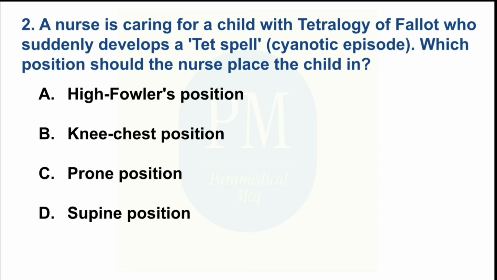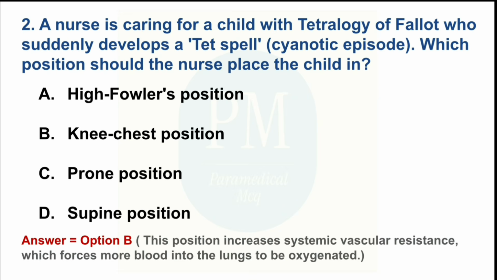A nurse is caring for a child with tetralogy of Fallot who suddenly develops a tet spell, cyanotic episode. Which position should the nurse place the child in? Option A. High Fowler's position. Option B. Knee chest position. Option C. Prone position. Option D. Supine position. The correct option is option B. Knee chest position.